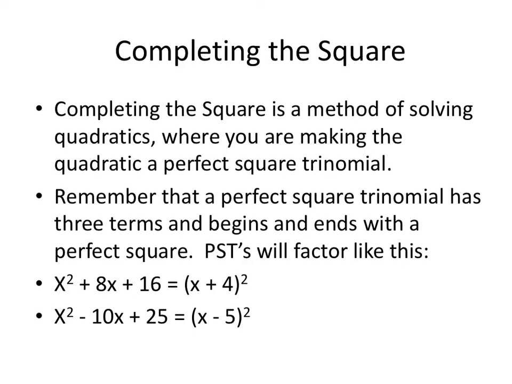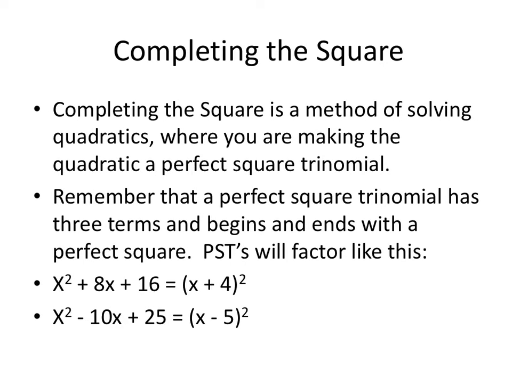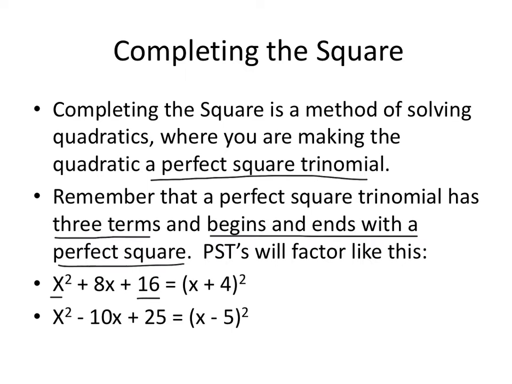So again, completing the square is a method of solving quadratics where you are making the quadratic a perfect square trinomial. Remember that a perfect square trinomial, a PST, has 3 terms, begins and ends with a perfect square. Perfect square trinomials will factor like this. If we have x squared plus 8x plus 16, you can see that it begins and ends with a perfect square. So it would be x plus 4 squared, which is the same as x plus 4 times x plus 4.